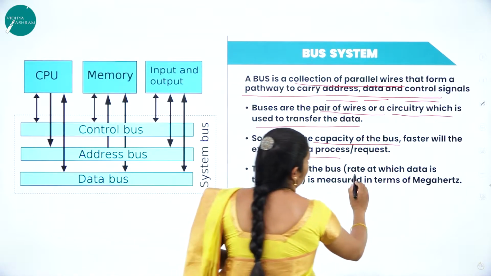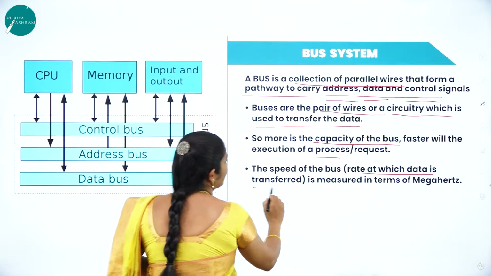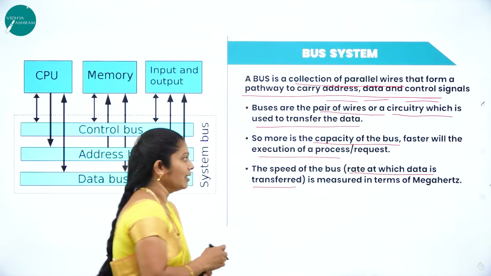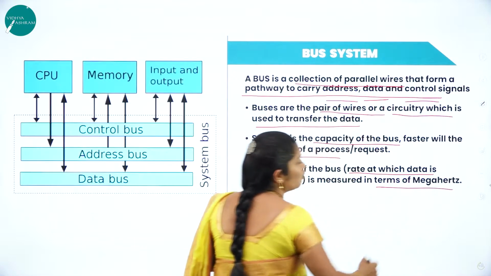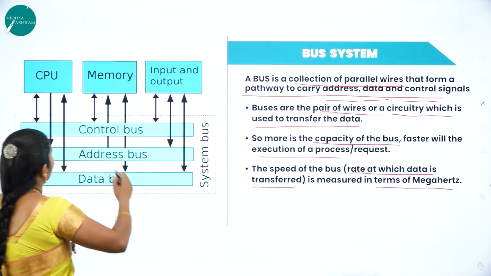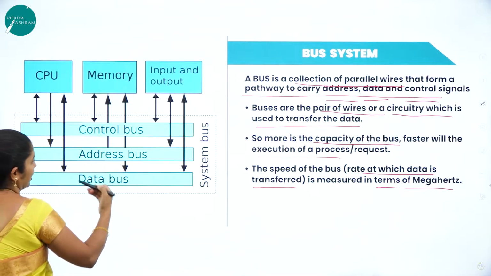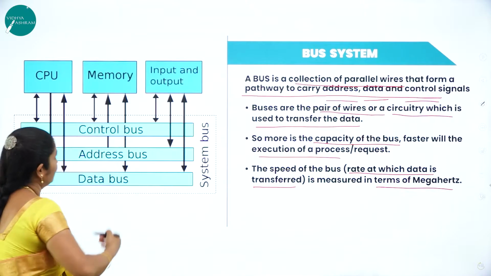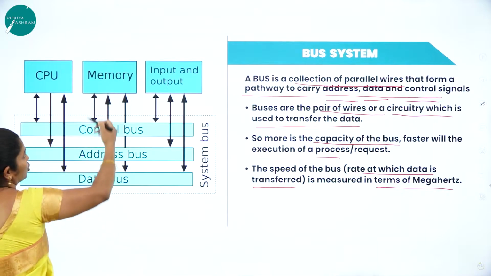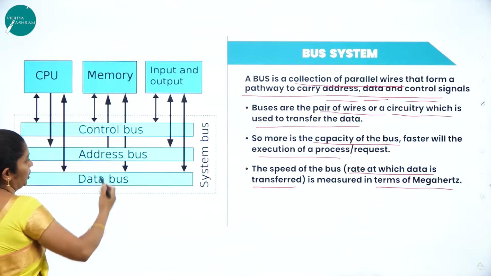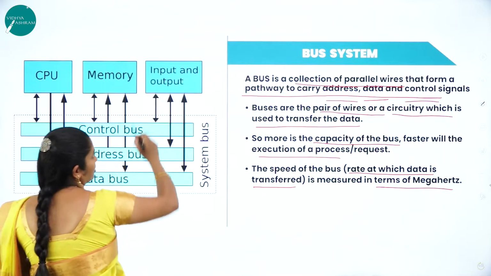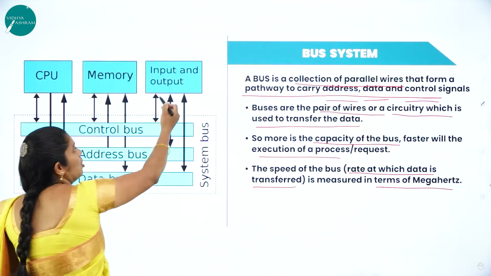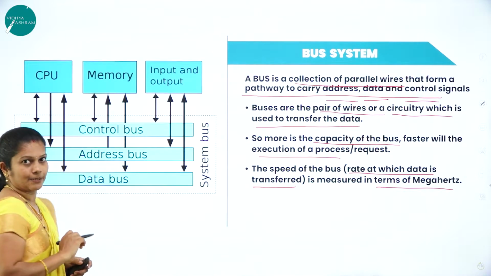Speed of bus is the rate at which data is transferred. Depending upon that, we will decide which type of bus, and it can be measured in terms of megahertz. Consider we have address bus, control bus as well as data bus. In the CPU also, the data has to be transferred. In memory also, the data has to be transferred to the control unit, address bus as well as data bus, as well as input-output units. There also, it has to transfer the data, signals, controls, all the things to all the buses. Now, is it clear?